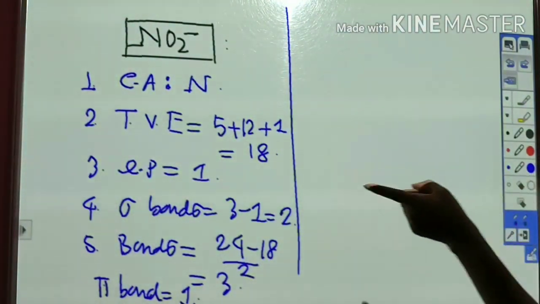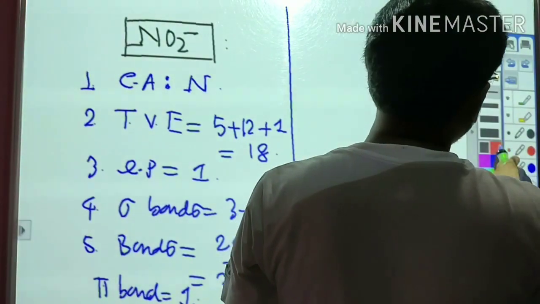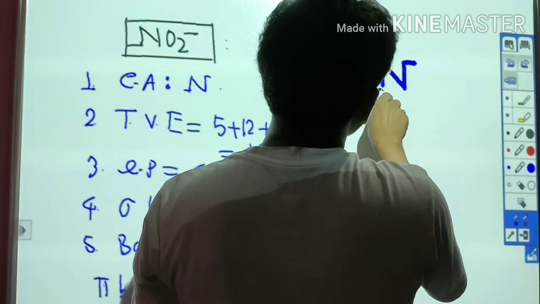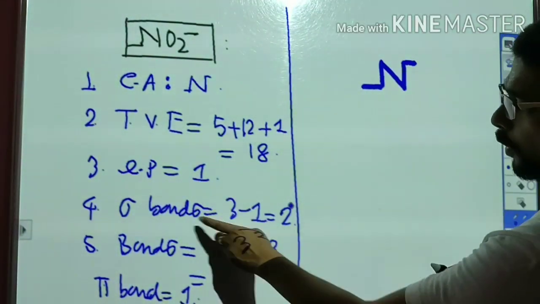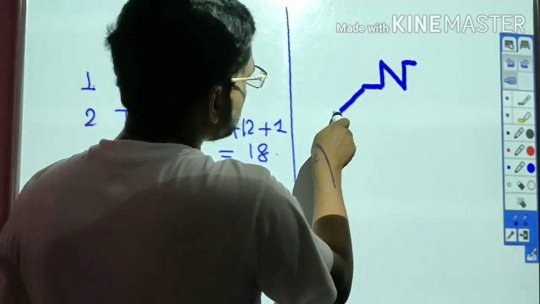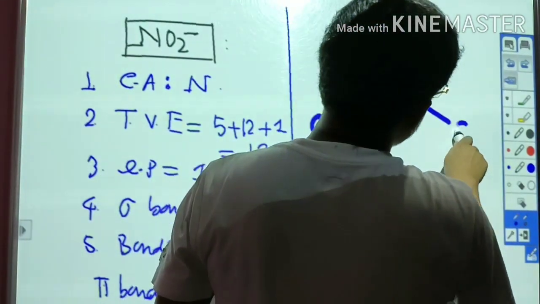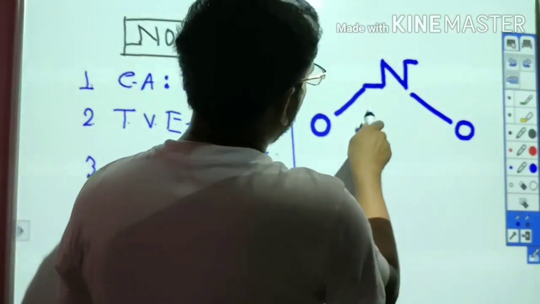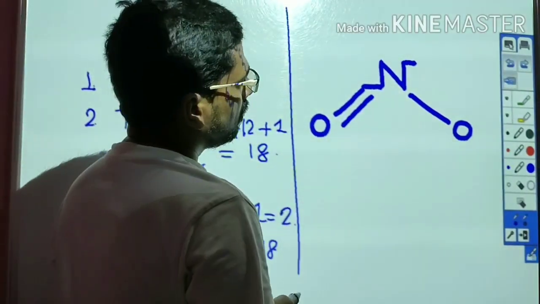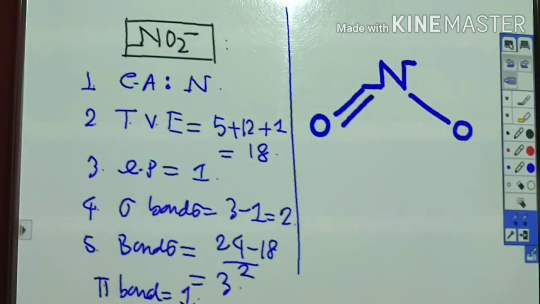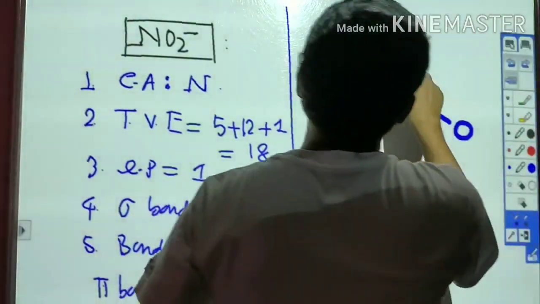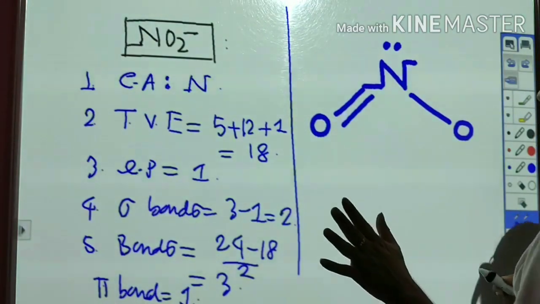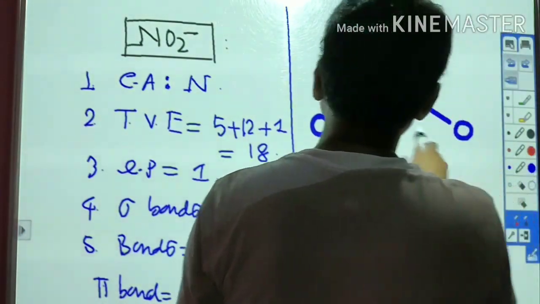So NO2 minus, draw the structure of NO2 minus. Nitrogen is central. Nitrogen forms how many sigma bonds? 2 sigma bonds, 1 sigma, 1 sigma, and 1 pi bond, with any nitrogen oxygen you can put it. So 1 pi bond. Lone pair of electron, 1 lone pair of electron here.